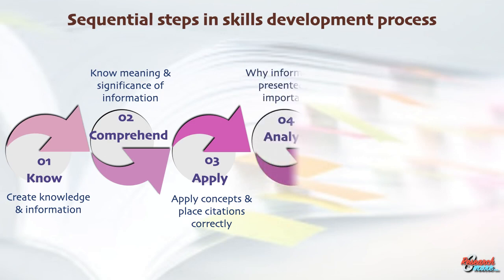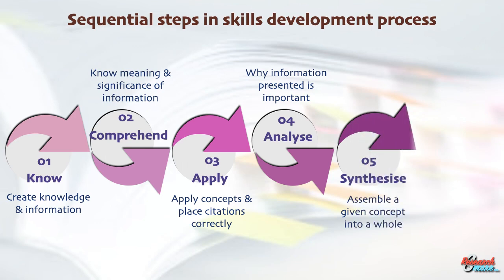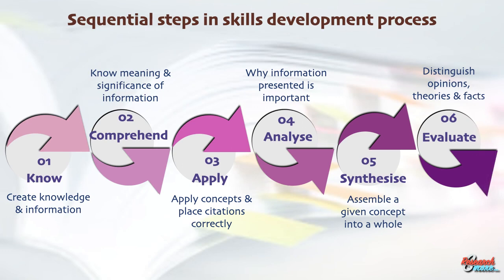Next, we analyze the literature by identifying why the information being presented is important. The essence of synthesis is to assemble the literature being reviewed for a given concept into a whole. And finally, we evaluate the literature by clearly distinguishing among opinions, theories, and empirically established facts. As you can see, each step must be followed sequentially, as the earlier step becomes the foundation for the following step.